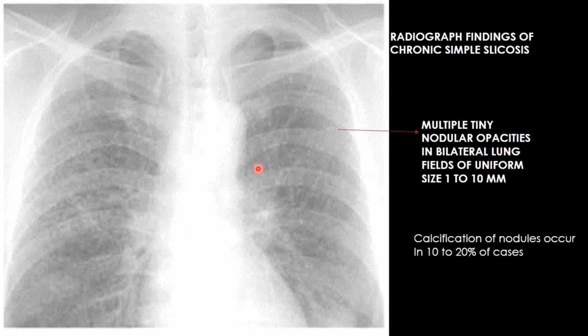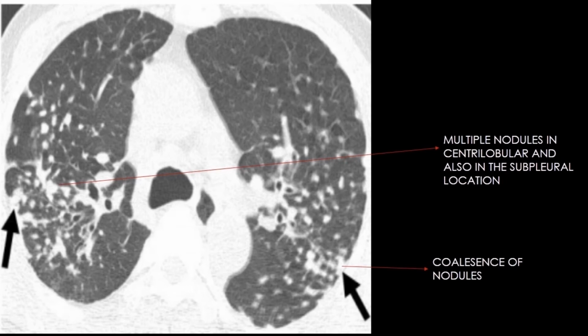Coming to the findings in a patient with chronic simple silicosis, where you can find multiple tiny nodular opacities in the bilateral lung fields which are usually of uniform sizes, that is from 1 to 10 mm, and you can find calcification in these nodules, which occurs in about 10 to 20% of the cases. Axial CT showing multiple nodular opacities of uniform sizes in the bilateral lung fields, few of them coalescing.